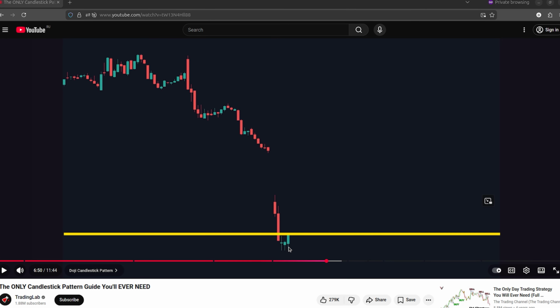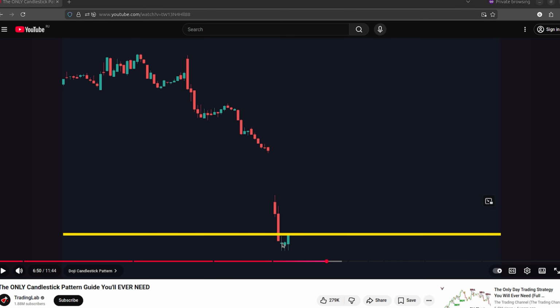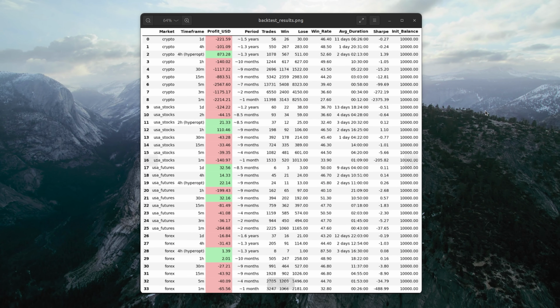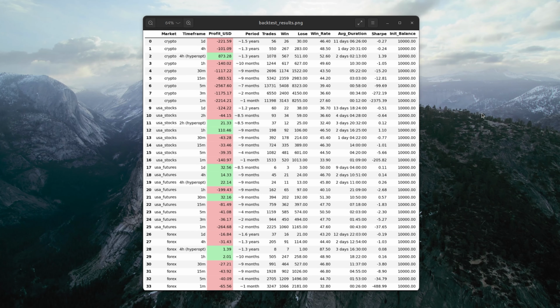But to be more sure about this, we wait for 2 more candles, and if they're also green, we enter a long trade, expecting price to go up. And the opposite is done for an uptrend. And here is the final results table. You can pause and check it now, and we will discuss it at the end of the video.